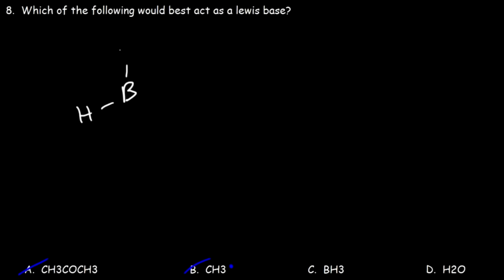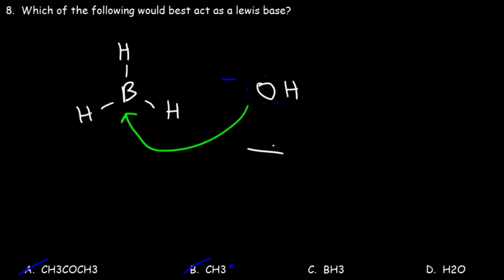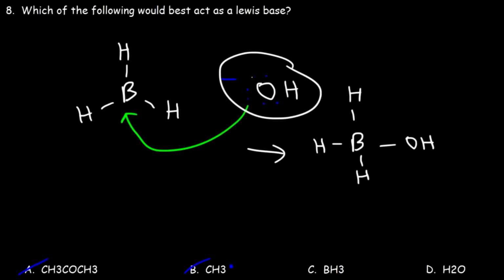Now what about BH3? Is that a Lewis acid or is it a Lewis base? So we can see that boron doesn't have a lone pair, so it can't act as a Lewis base. It can't donate a pair of electrons. However, it can act as a Lewis acid. It can accept a pair of electrons from hydroxide. And then what's going to happen is we're going to get this product. So in this example, hydroxide, which donated the pair of electrons, is the Lewis base, or the nucleophile. BH3, which accepted the pair of electrons, is the Lewis acid, also known as the electrophile.